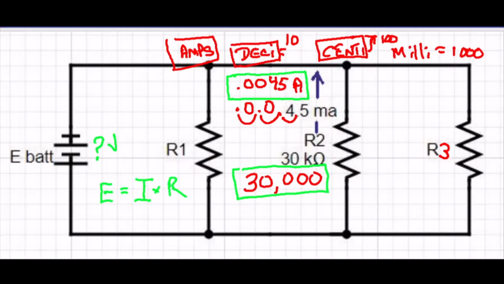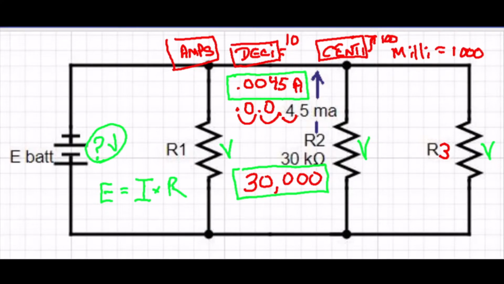Okay, so what do we know about voltage? Well, one of the things we know in parallel circuits is the voltage here at the battery is the same as the voltage there at R1, is the same as the voltage there at R2, and is the same as the voltage there at R3. So, when we solve it for resistor 2, that's going to tell us what the voltage is at the battery. So let's go ahead and plug everything into our formula.